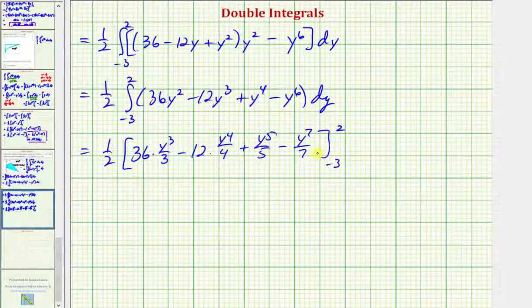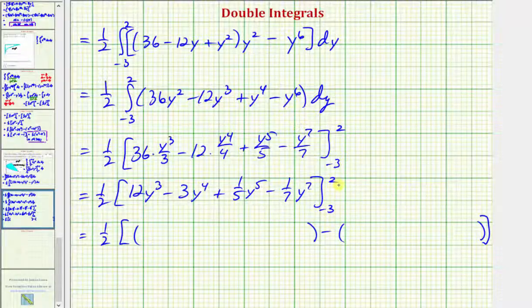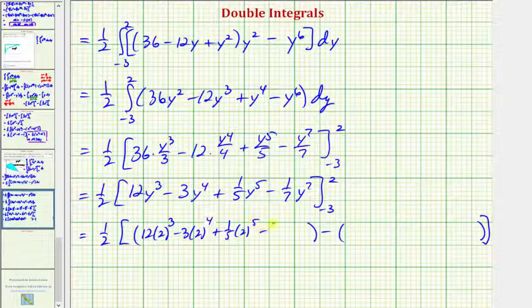Let's go and simplify this before we perform substitution. So we'd have 1/2 times the quantity 12 y to the 3rd minus 3 y to the fourth plus, let's write this as 1/5 y to the fifth minus 1/7 y to the seventh. So when y is equal to 2, we have 12 times 2 to the third minus 3 times 2 to the fourth plus 1/5 times 2 to the fifth minus 1/7 times 2 to the seventh.